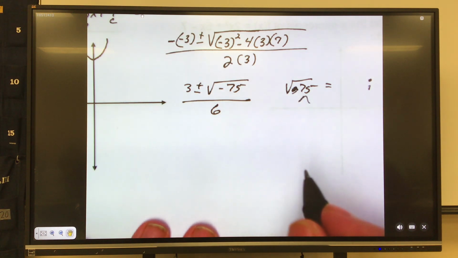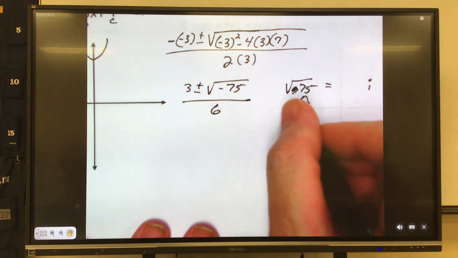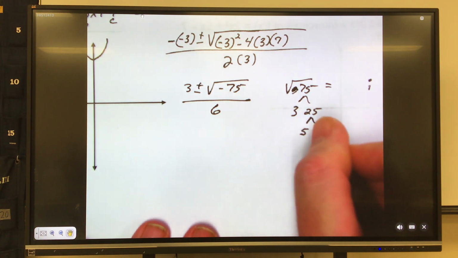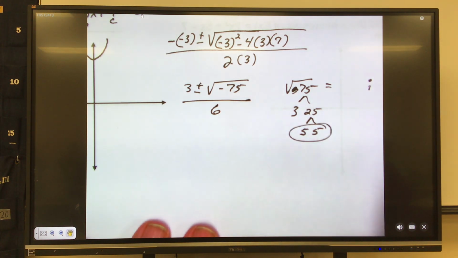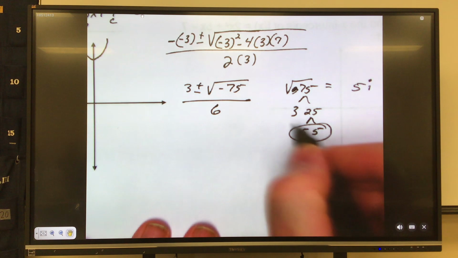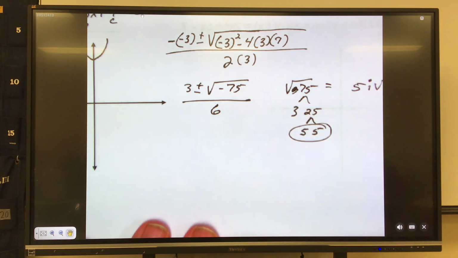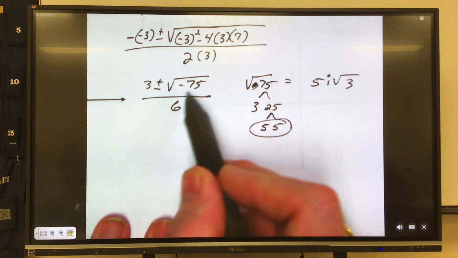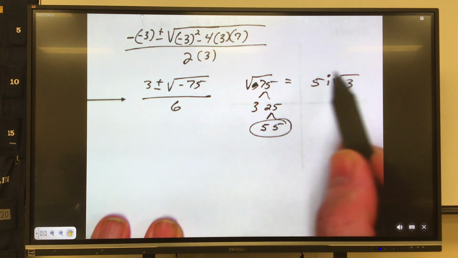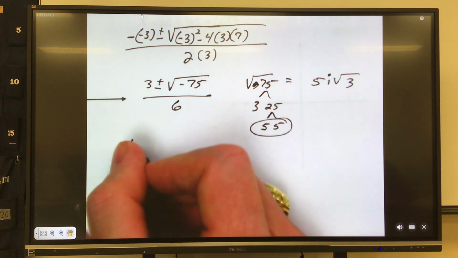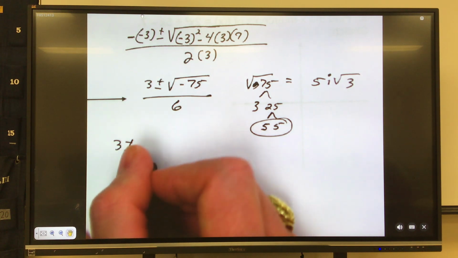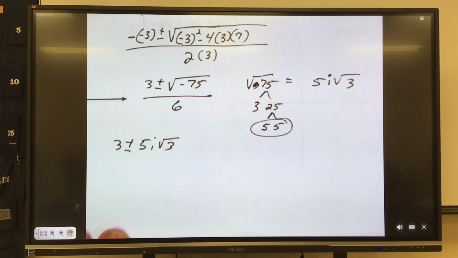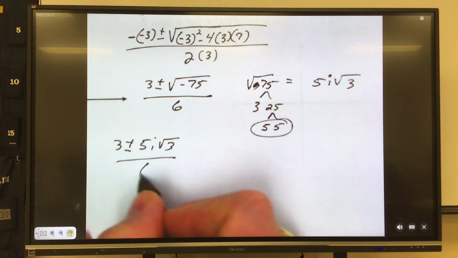What multiplies to give me 75? 3 times 25. 25 breaks down to 5 times 5. So I've got a pair of Nike 5s. I bring that out as one single pair. And then there's a 3 left over. It has to go back underneath the radical. Okay? So now I'm replacing this square root of negative 75 with this. So I've got 3 plus or minus 5i square root of 3, which is the replacement for square root of negative 75, all over 6.